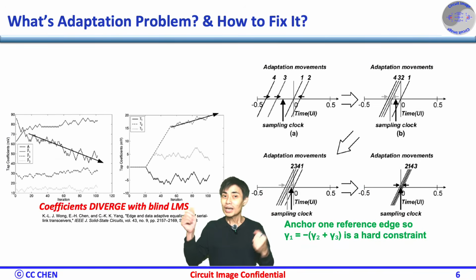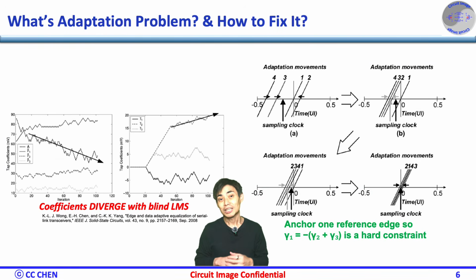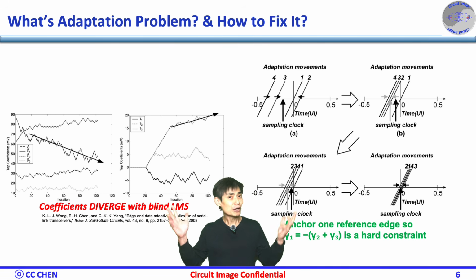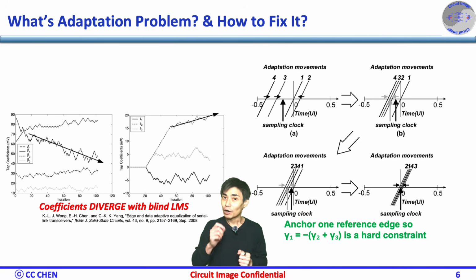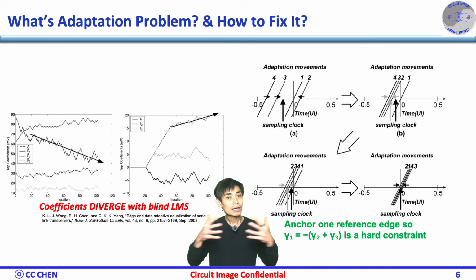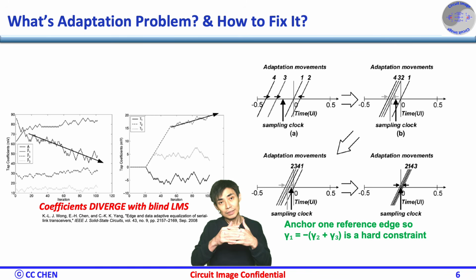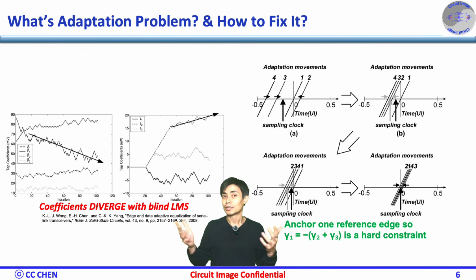But now, we have a new problem. If we add an Edge DFE, how do we adapt its tap values? A normal LMS algorithm may not converge. The paper shows that the coefficients can diverge. This happens because the edge equalizer and the CDR phase are coupled together. The loop has too much freedom.